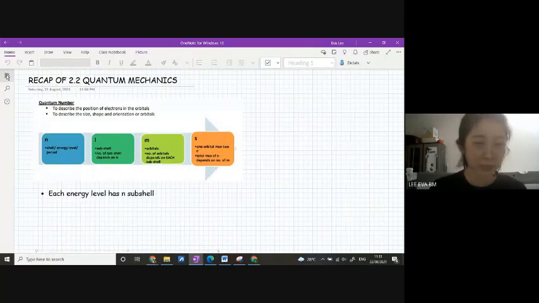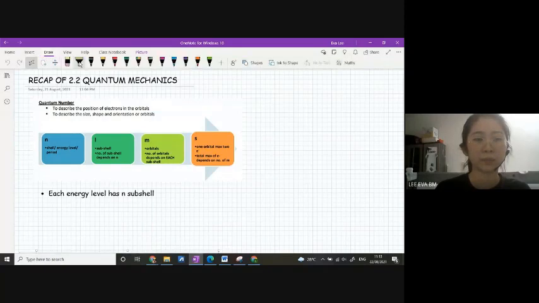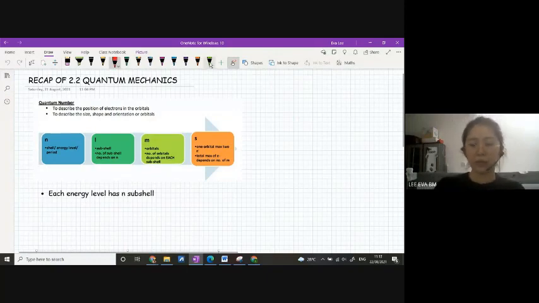Awak tak boleh skip step. Kena ada nasi dulu, baru ada sambal. So ML and MS is following the sequence. So a little bit of recap for all of you. For this one, you need to understand what each quantum number represents.